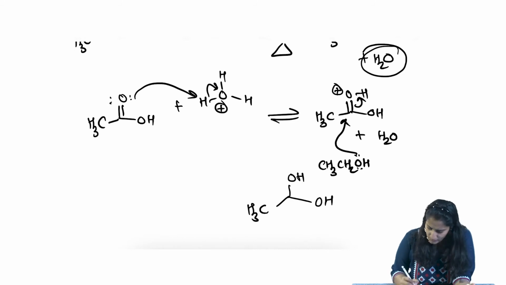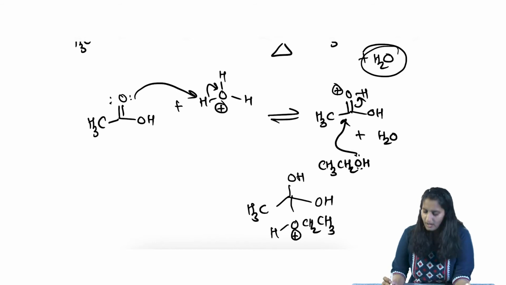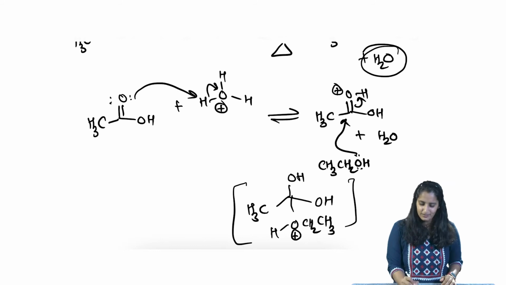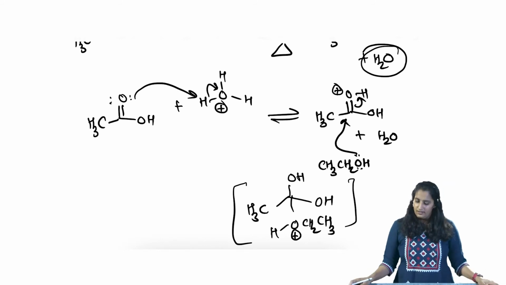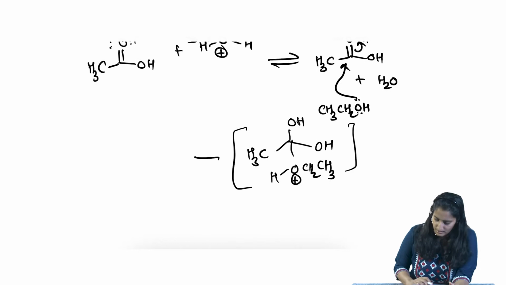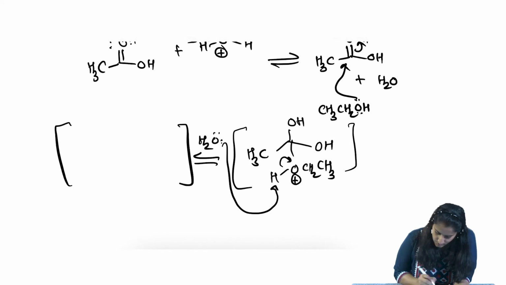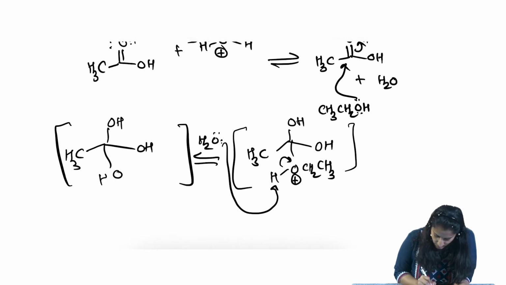Remember, most of the reactions that we do in this particular chapter work the same way: addition, form the tetrahedral intermediate, and then you later eliminate. This is my intermediate. It is going to lose the proton because we have water here in the solution. This is the real intermediate, which is neutral. So, OH, OH, CH3.